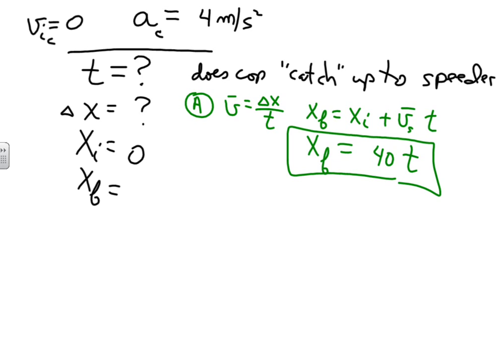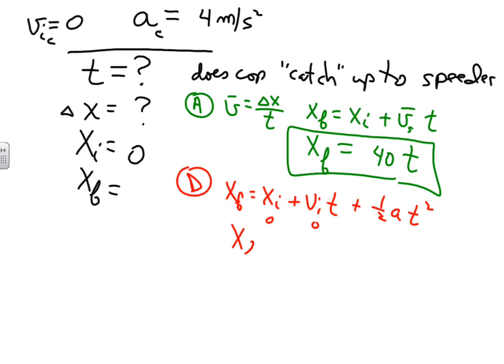So we have to find an equation that has to do with initial velocity, acceleration, displacement, and time. Are you thinking of the same equation I am? If you've done some of your homework, you know that's equation D. X final equals x initial plus v initial of the cop times time plus 1/2 at squared for the cop. This is 0, and this is 0. So really the equation is x final for the cop equals 1/2 at squared.